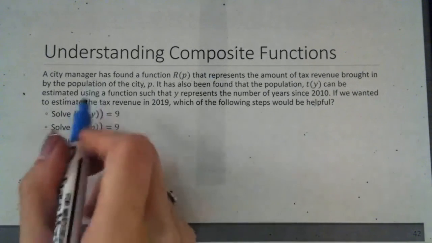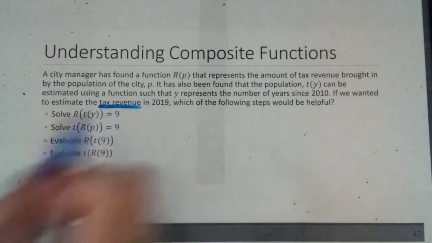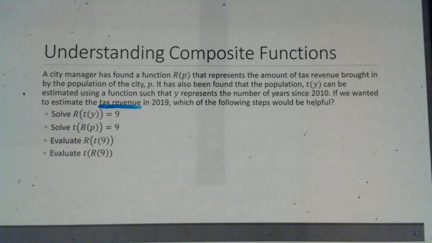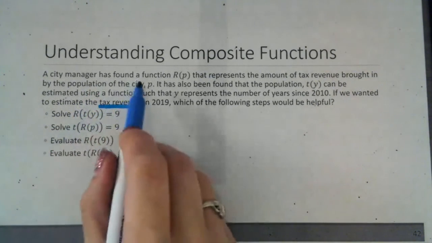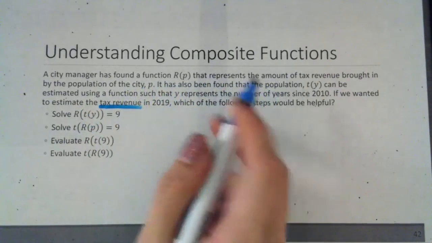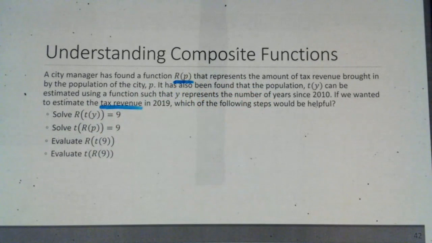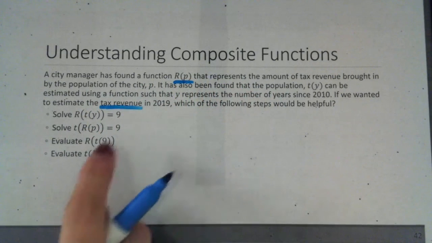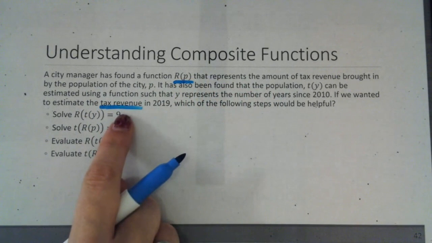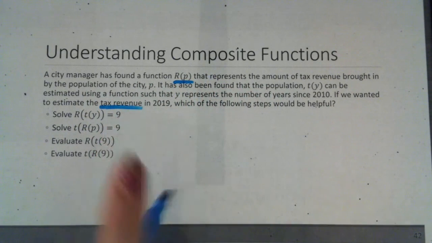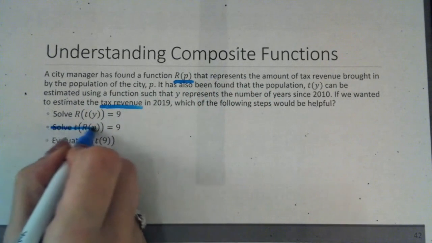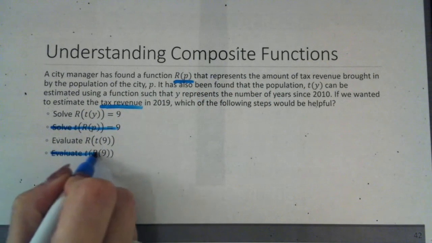We are trying to estimate the tax revenue. So do we have a function here that tells us the tax revenue? The city manager has found a function r of p that represents the amount of tax revenue. Yeah. So I'm going to be using this r of p function. All right, so that means that'll be my outer function because I want to find the tax revenue. That should be my very last thing to find. So I know t is not going to be my outer function.